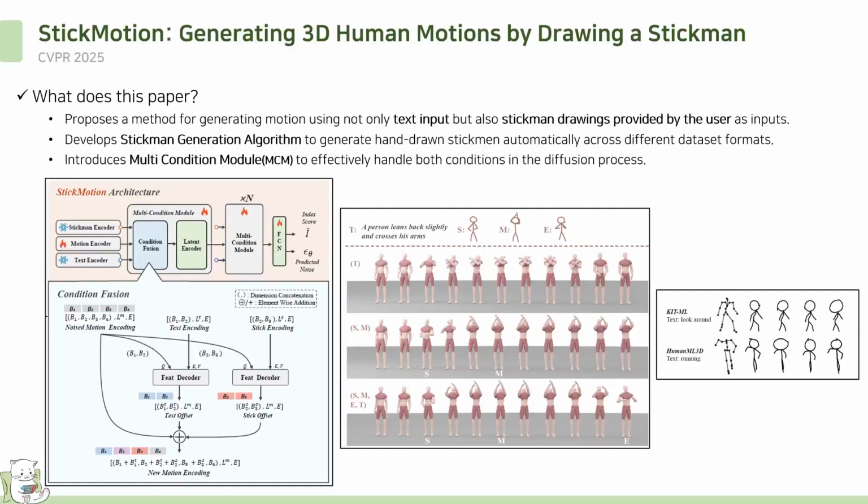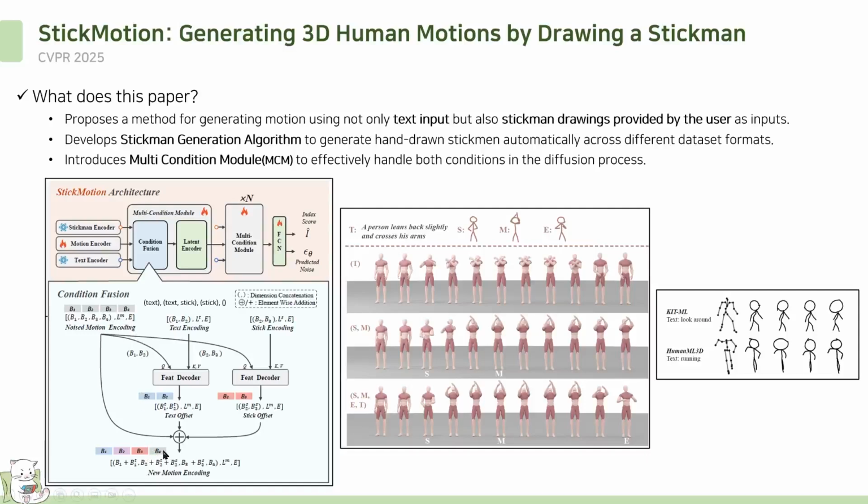Stick Motion is a diffusion-based model and its architecture is as follows. The input, including Stickman sketches, noised motion, and text, are fed into the multi-condition module. Within the multi-condition module, the model handles 4 different condition combinations: text, stick, and empty conditions. These combinations are assigned to 4 separated batches: B1, B2, B3, and B4.